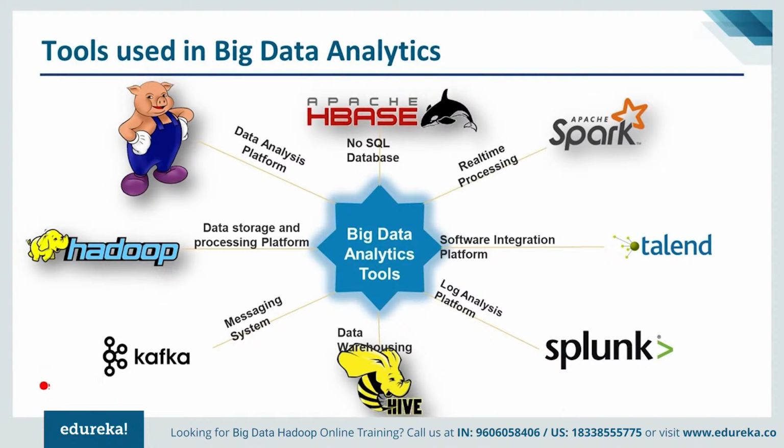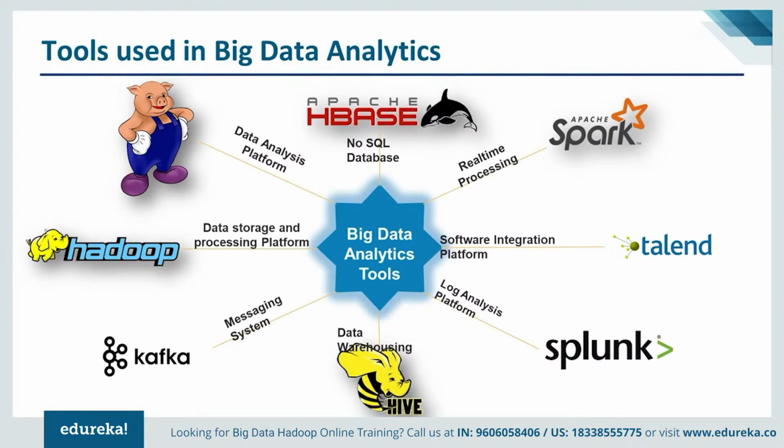Now let me start with the first one, which is Hadoop. Hadoop is basically a framework that allows you to store big data in a distributed fashion so that you can process it in parallel. Apache Pig is a platform that is majorly used for analyzing large data sets and then representing these data sets as data flows. Basically Pig is used for scripting and the language is Pig Latin.